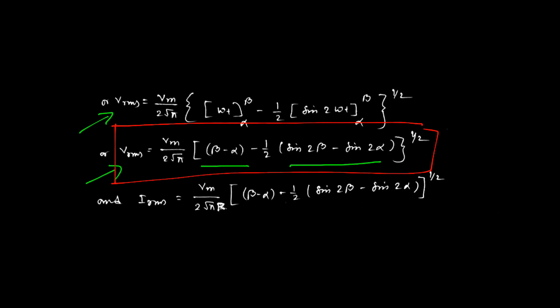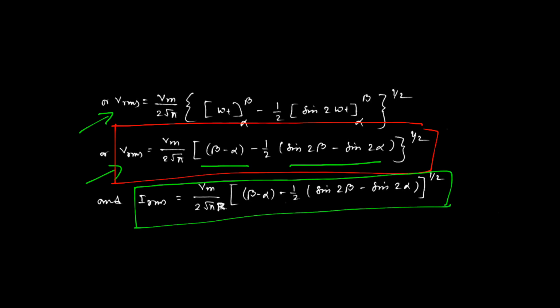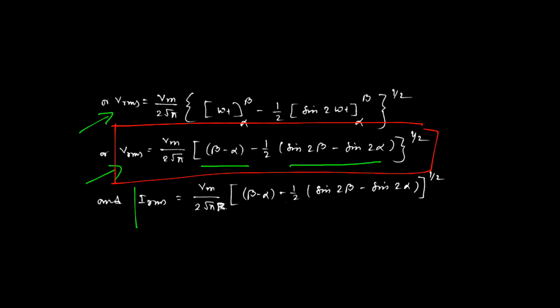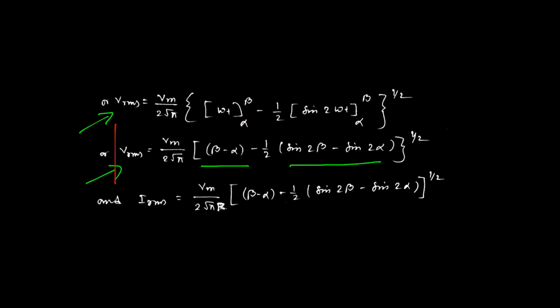The RMS current is equal to VRMS by R. That is why we can write the expression IRMS equal to Vm by 2 root pi R times the square root of beta minus alpha minus 1 by 2 times sin 2 beta minus sin 2 alpha. So in this way we can calculate the average output voltage, average output current, as well as the RMS output voltage and RMS output current.